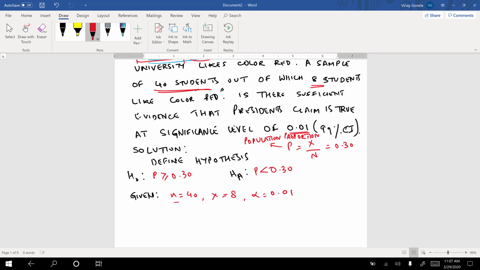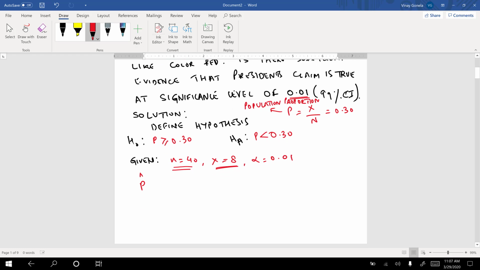Based on this, I can determine p hat, which is the sample proportion, given by 8 over 40. So this is going to be 0.20. So p hat is 0.20.